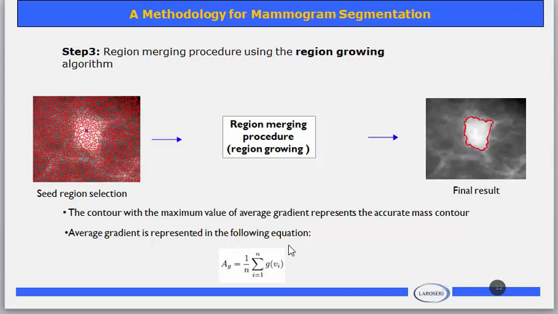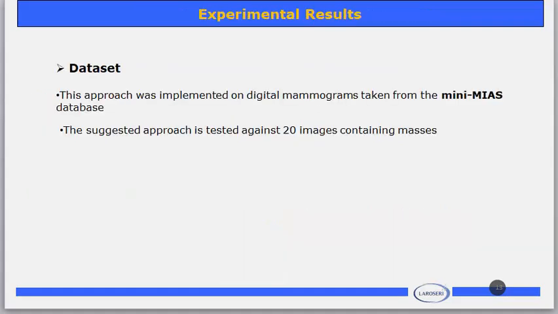An average gradient is represented in the slide shown for you, ladies and gentlemen. Now, as for the material we've worked on, we implemented the approach on digital mammograms taken from Mini-MIAS database, and we've worked on 20 images containing masses.